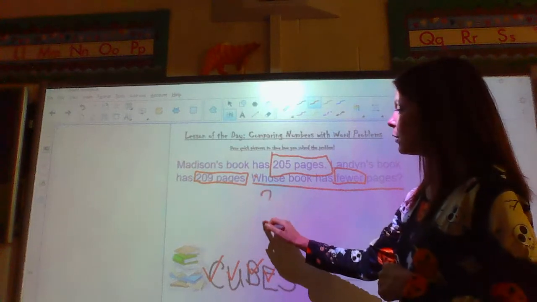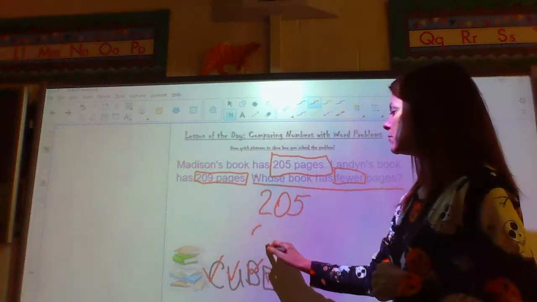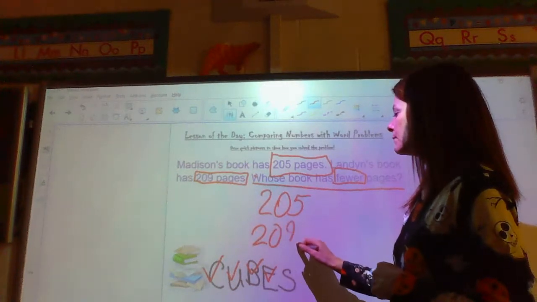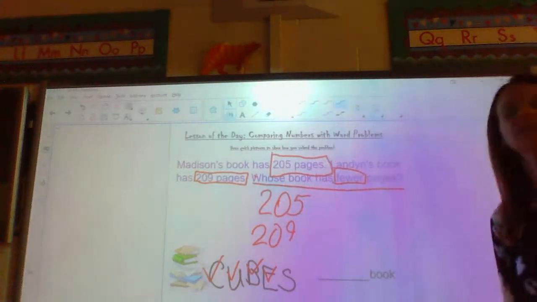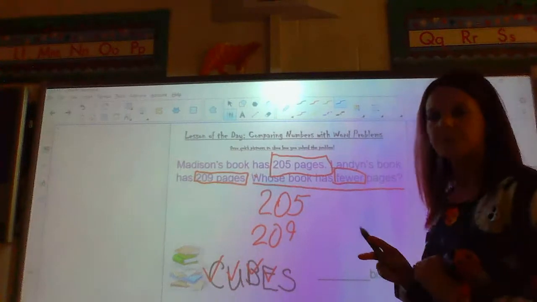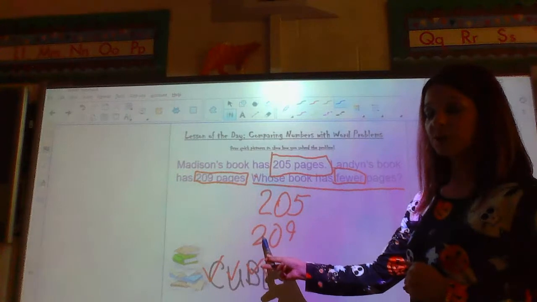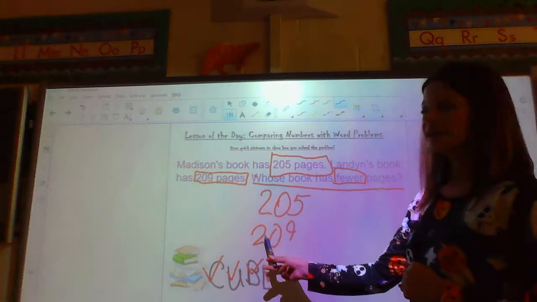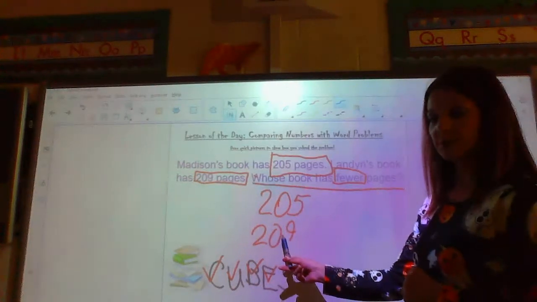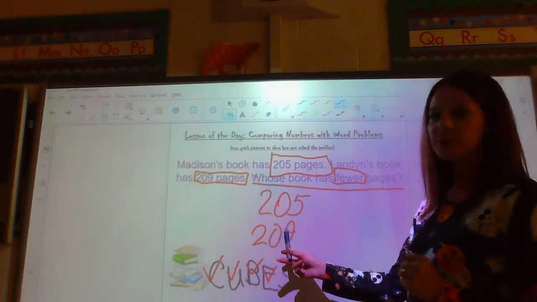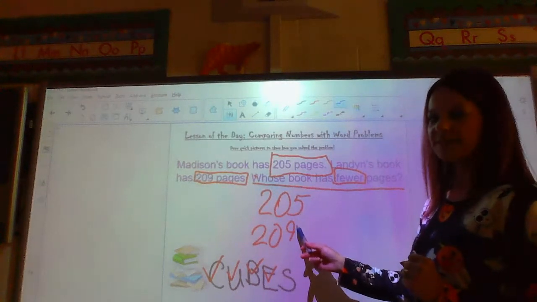So now I will go ahead and write 205 and then 209. Now, what steps do we take? Where do we start for comparing? Yes, our hundreds. I see 200s and 200s, so where do we go next? Yes, if the hundreds are the same, we move to the tens. We see 0 tens, 0 tens, also the same, so where do we go, friends? To our ones. We see 5 and we see 9.